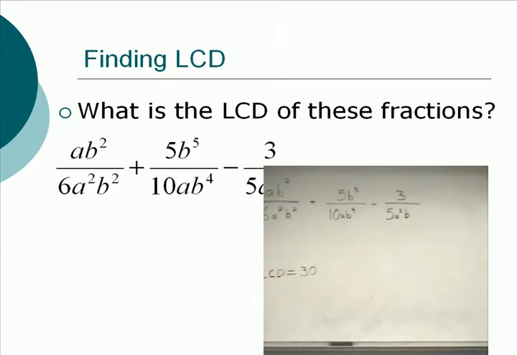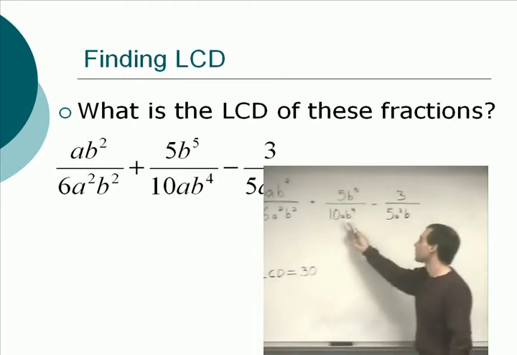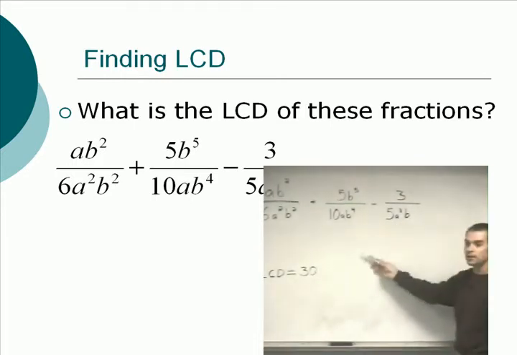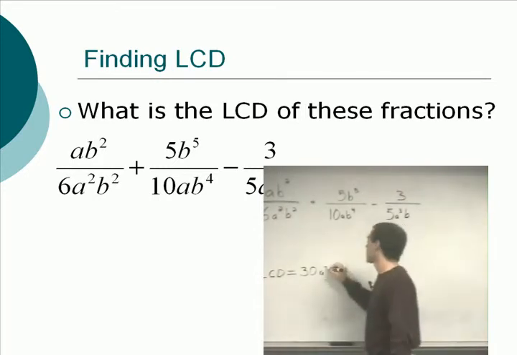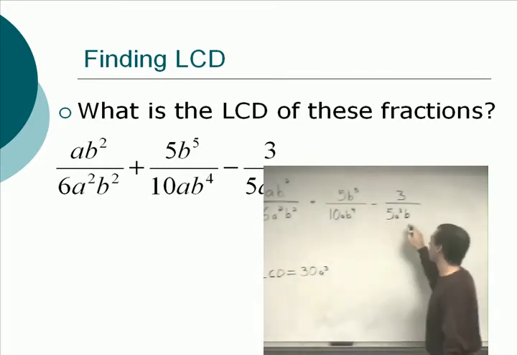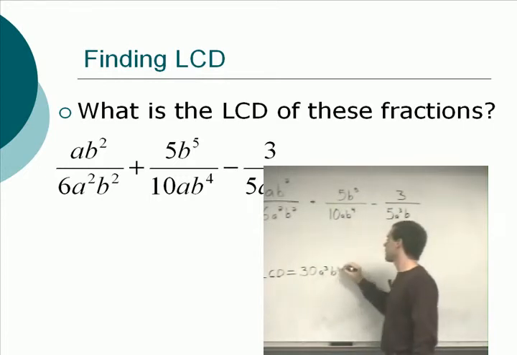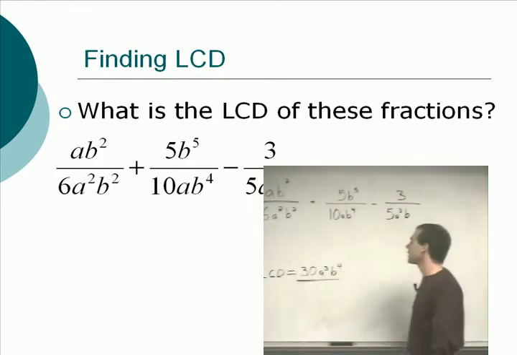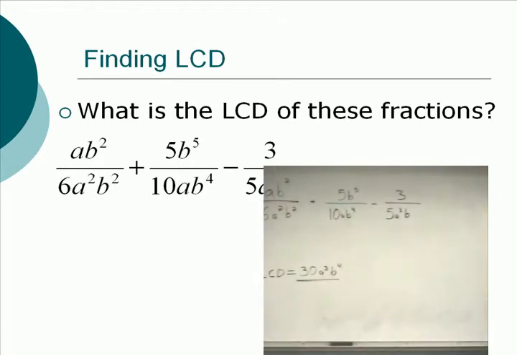Now look at our powers of a. Here we've got a squared, here we've got an a, there we've got an a to the third, so the LCD has to be a to the third. And the b's: b squared, b to the fourth, b, so we have b to the fourth. So our LCD is 30 a to the third, b to the fourth. That's all we're asked at this point.